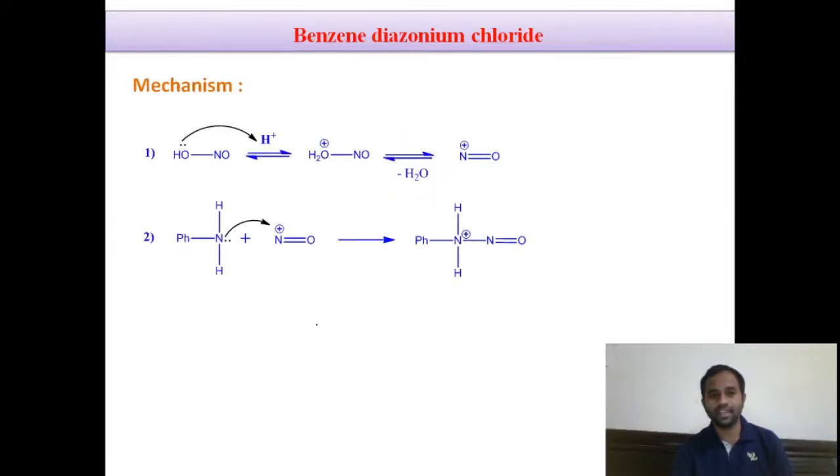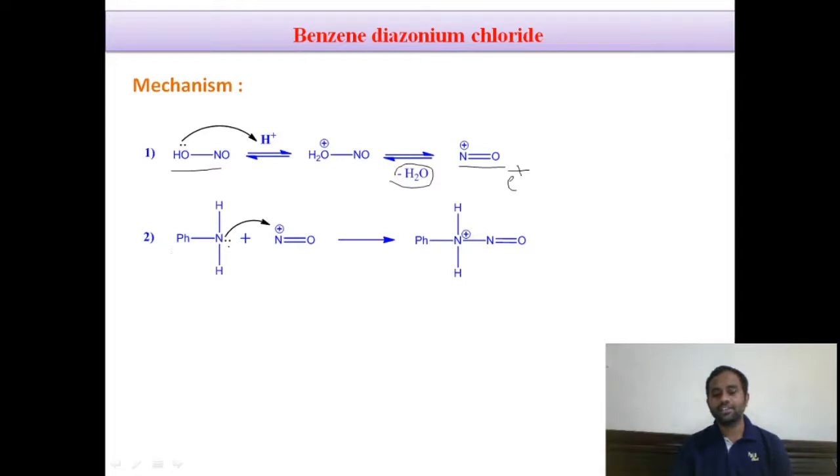If you look at the mechanism, the first step involves the formation of the electrophile, the nitrosonium ion. You can see here our nitrous acid, in the presence of acid, that is hydrochloric acid, undergoes protonation, followed by loss of a water molecule, and we get the nitrosonium electrophile. This is the electrophile, the nitrosonium electrophile.